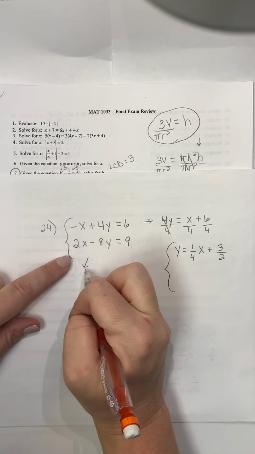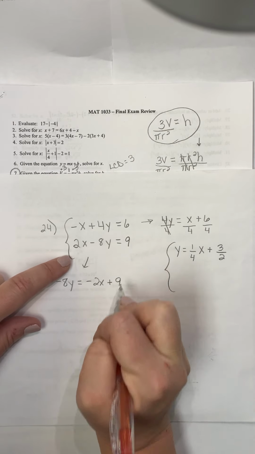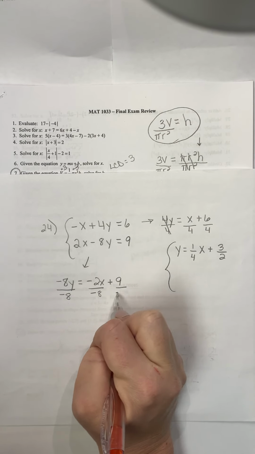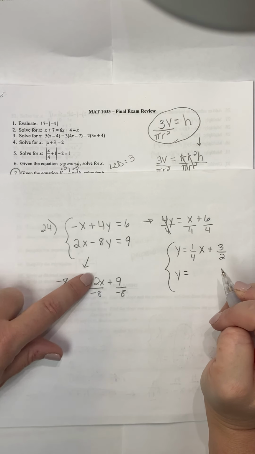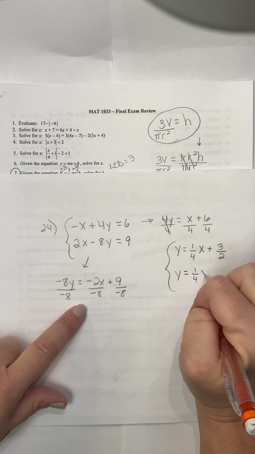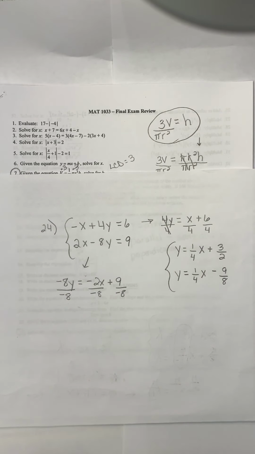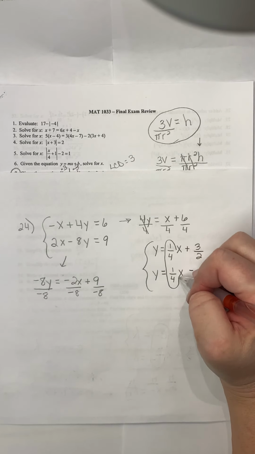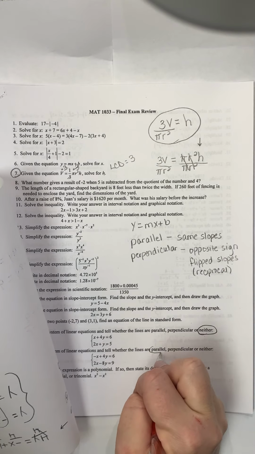Okay, for this one, I'm going to subtract 2x to the other side. And now I have to divide every term by -8. This is going to turn this into y equals a positive 1/4 x minus 9/8. Okay, so now that I have solved these for y, I'm going to compare their slopes. They are exactly the same, so these guys are parallel.